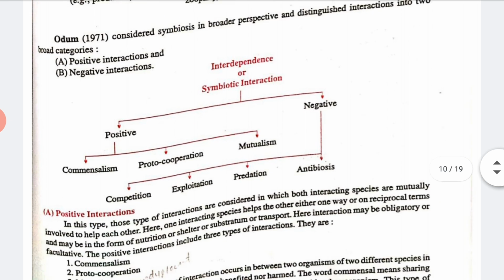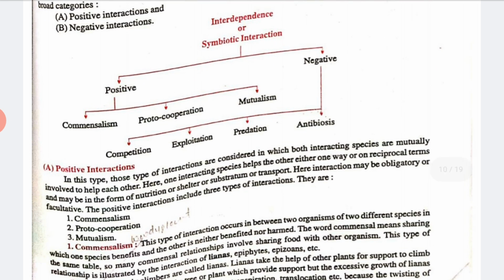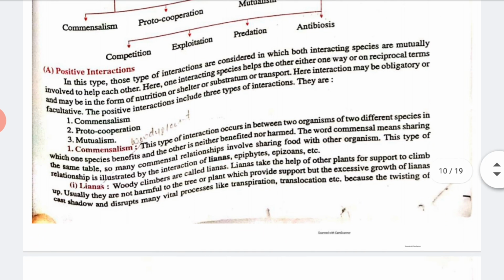Okay, now again next we have the independent or symbiotic interaction. Now let's start with positive interaction. Positive means a good interaction, right. So in this type, those interactions are considered in which both interacting species are mutually involved to help each other, right. So it can be commensalism or protocooperation or mutualism.